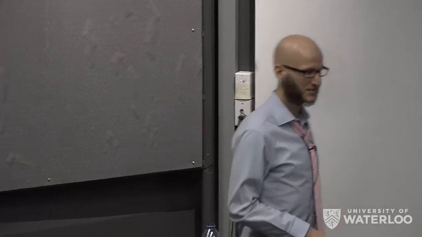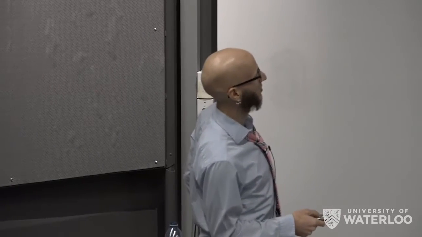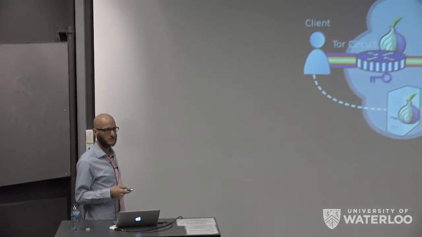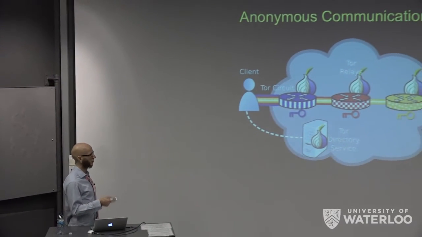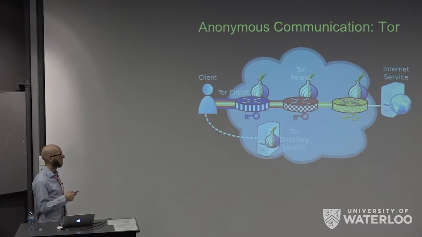So I assume everyone knows Tor here. Is that true, or should I explain this? Okay, I'm getting some shrugs, so I should maybe explain just really quickly. Tor is an anonymous communication network. The reason to use Tor is to be able to access internet services without the service knowing who you are.